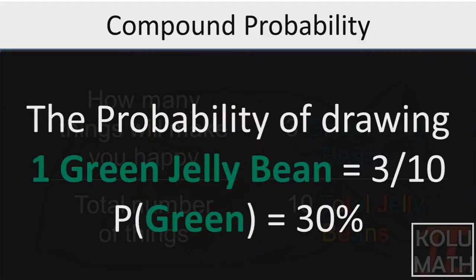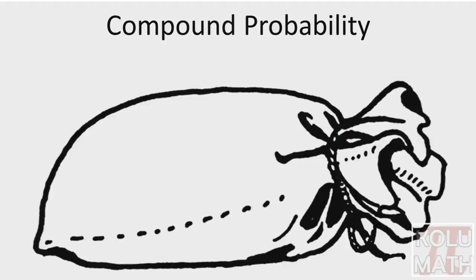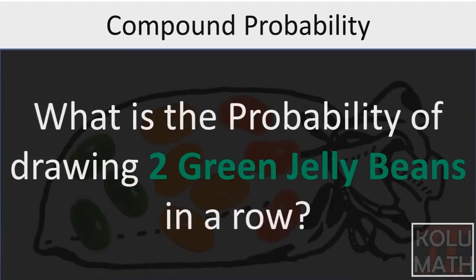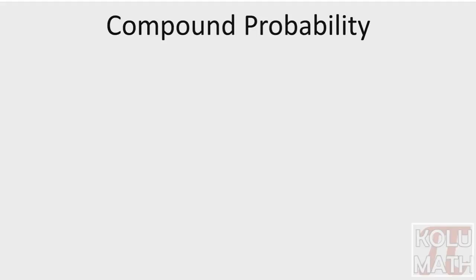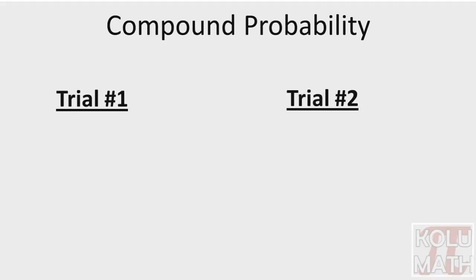Well, let's check out the type of problem we'll be looking at today. What is the probability now of drawing 2 green jelly beans in a row? Okay, so let's start thinking about this. And we'll begin with this question. How many times are you repeating this test, or how many trials are we having here? Well, since we're trying to draw 2 beans in a row, we have 2 separate trials.